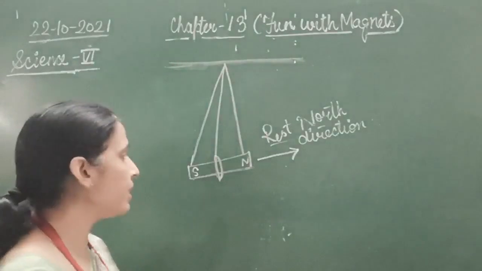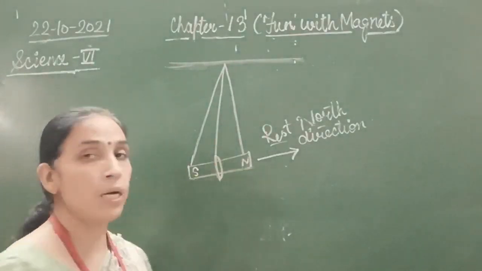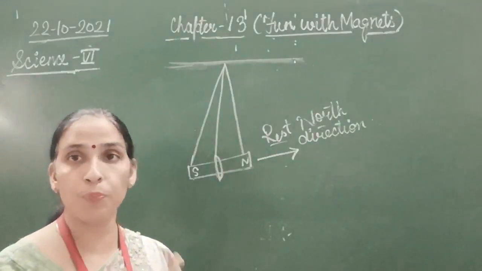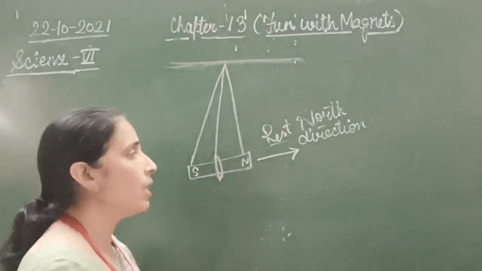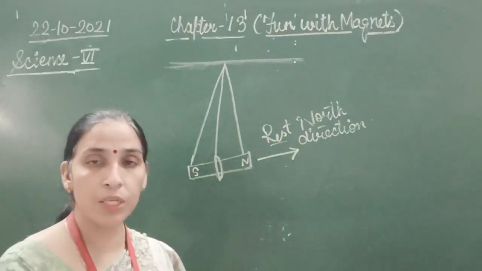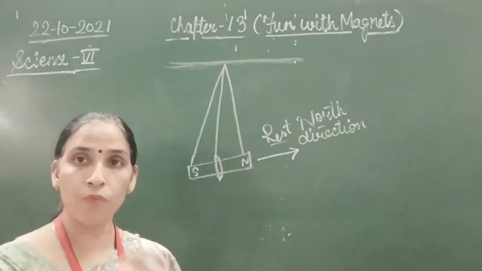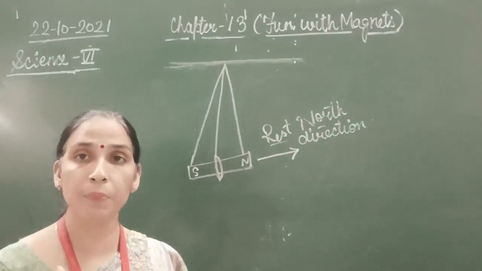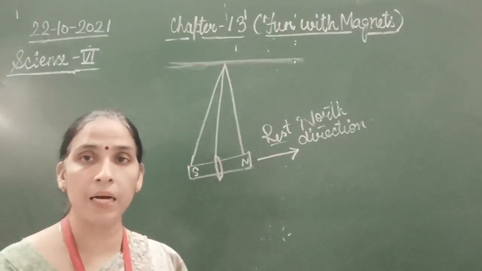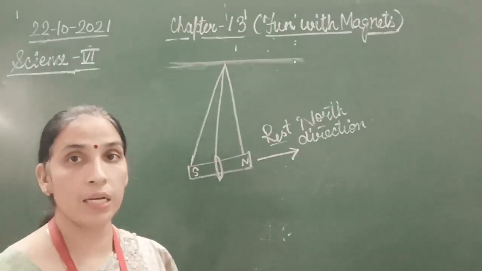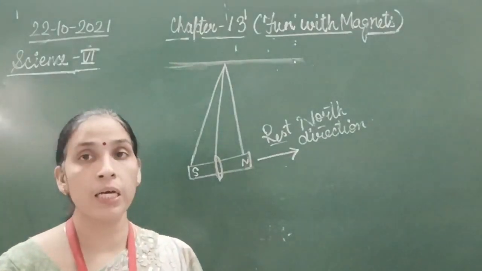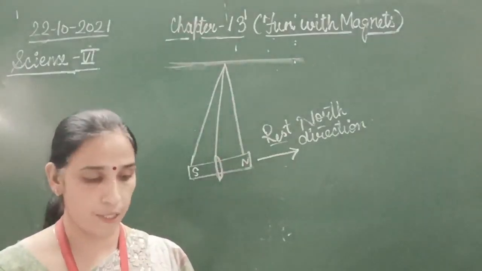Then we have two poles, the north pole and the south pole. Each magnet, whichever magnet you have, has two poles. Now if you have two magnets and you keep the north pole in front of the north pole of the other magnet, they repel each other. If you keep the north pole in front of the south pole of the other magnet, unlike poles attract each other. Another important property of a magnet is that like poles repel each other and unlike poles attract each other.